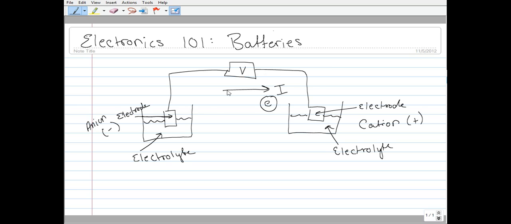And what's going to happen is, as this reaction occurs, it's going to start eating away the electrodes on either side. And eventually it's going to get to the point where there's no more electrode in the electrolyte, and you've got a dead battery. So that's why batteries die.